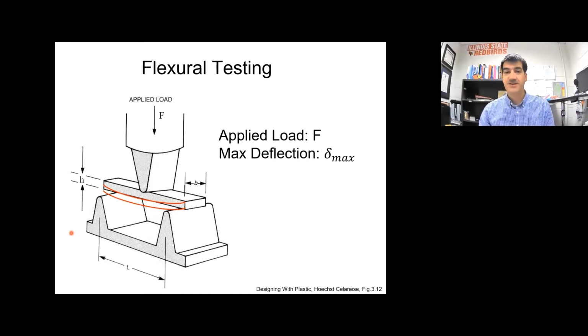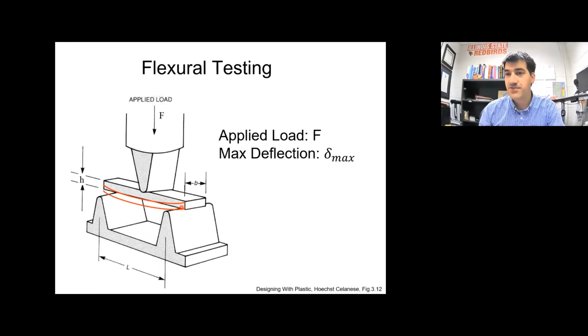This is an example of a simply supported beam, which we'll talk more about in a couple of minutes. You know it's simply supported because the beam is just resting on the supports on both sides. This is called the span of the beam, the distance in between the supports. And we're going to apply a load right in the middle of the beam.